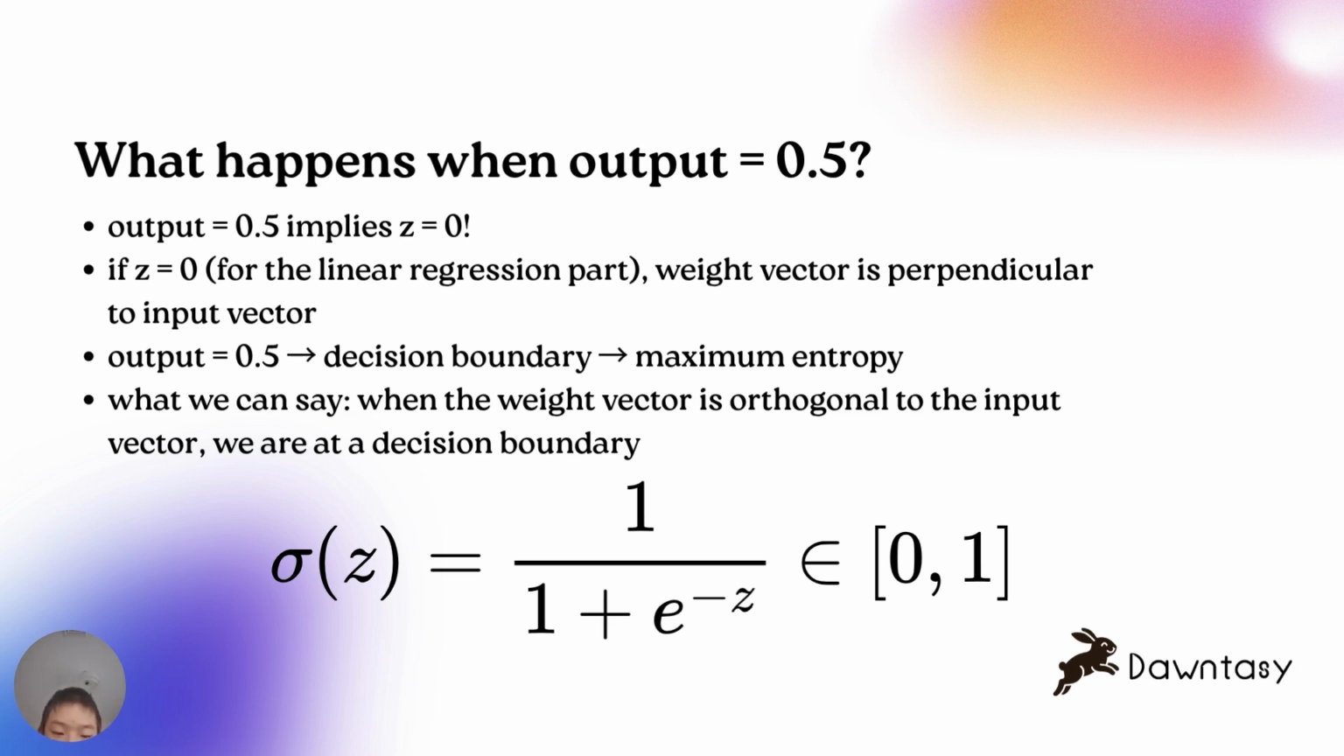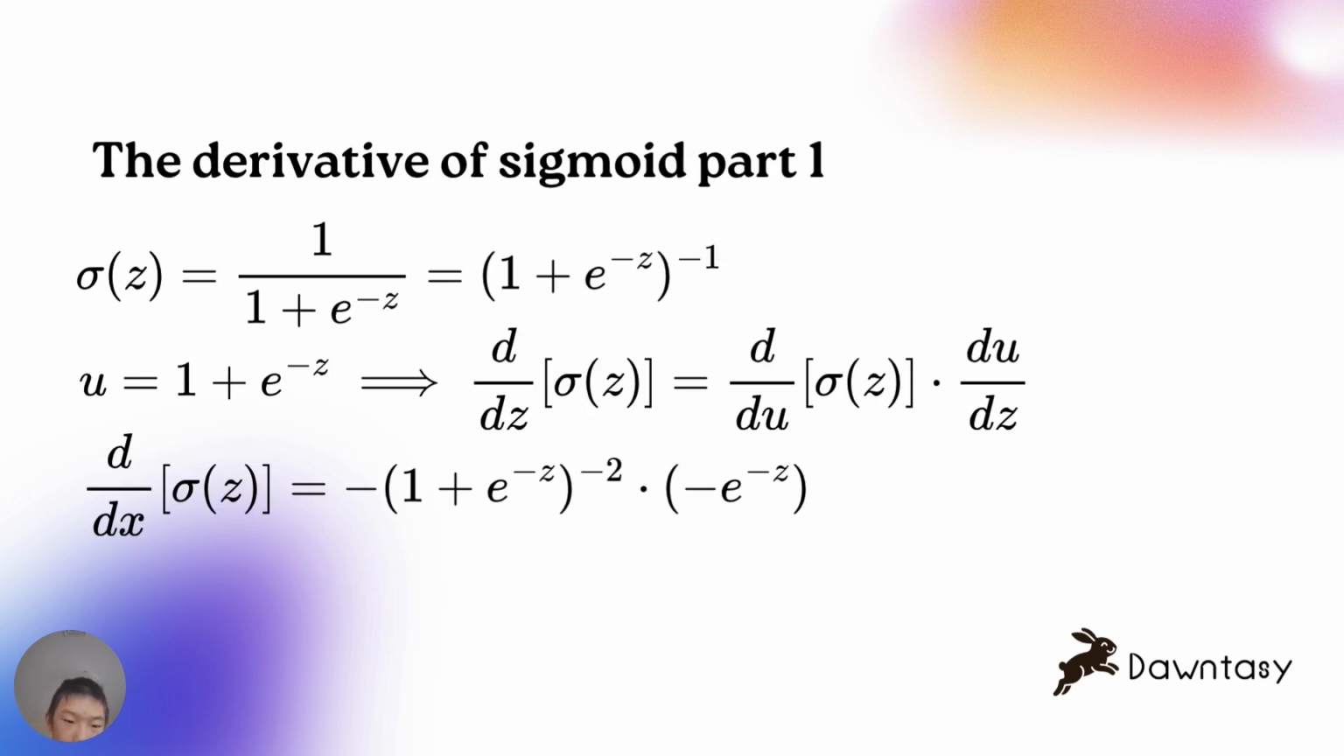And in that case, we have maximum entropy, right? Which is just a fancy way of saying how uncertain you are or how much chaos is in the system. So we are maximally uncertain at this decision boundary, and it all makes sense. But what can we say about the gradient or derivative of sigmoid? Let's walk through this step by step. First, start with the definition of sigmoid, which we can rearrange as 1 plus e to the power of negative z, all to the power of negative 1.